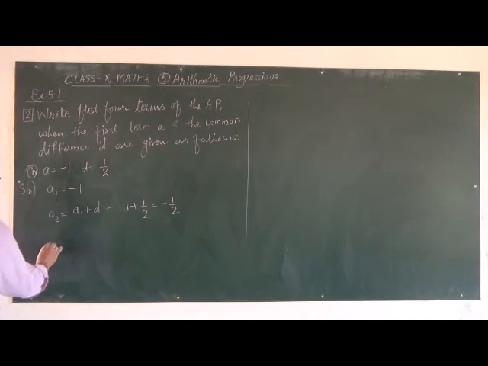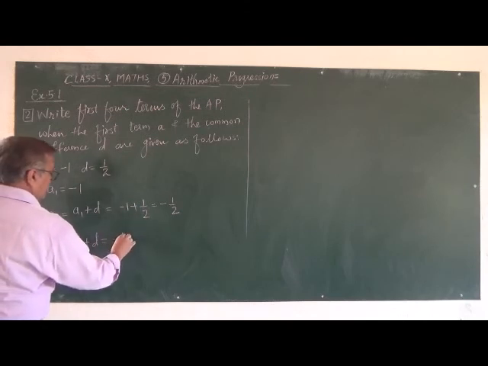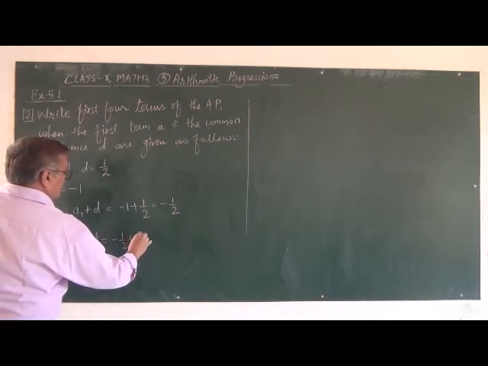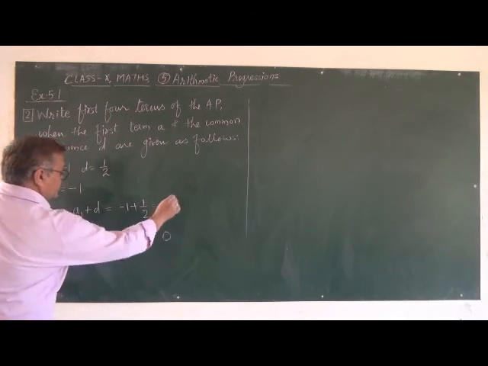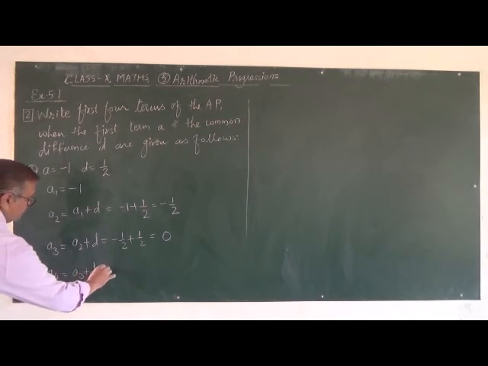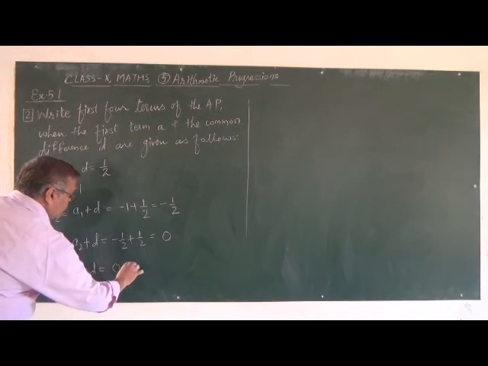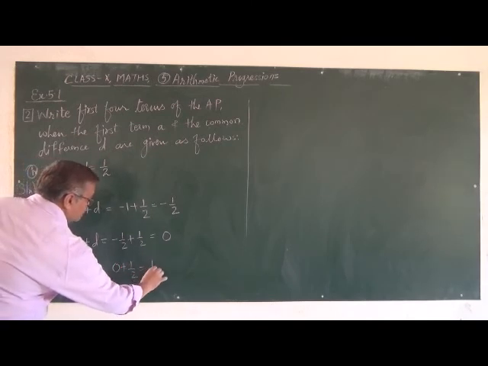Then A3 is A2 plus D. A2 is minus half and D is half. Minus half plus half is 0. The fourth term is A3 plus D. So what is A3? A3 is 0, plus half, and then half.